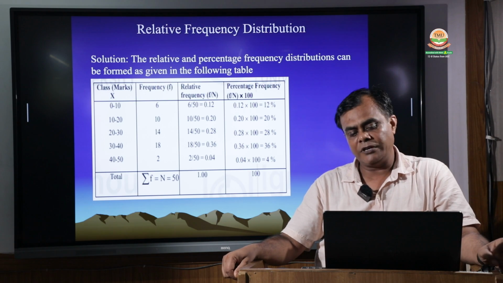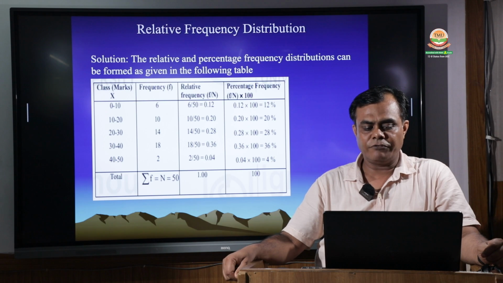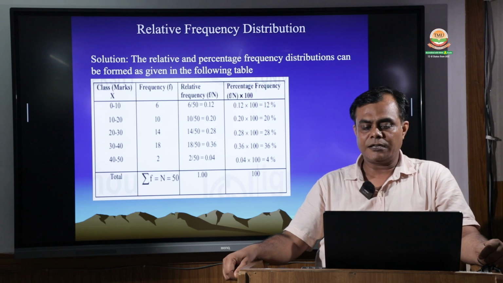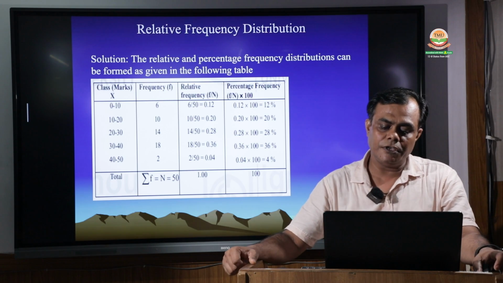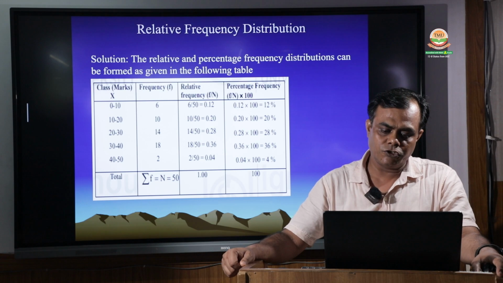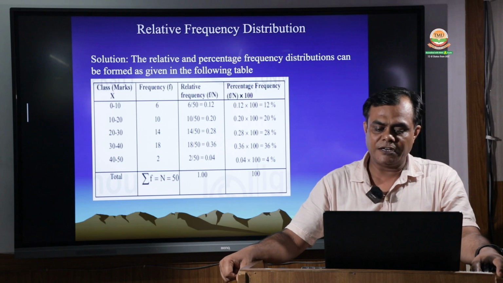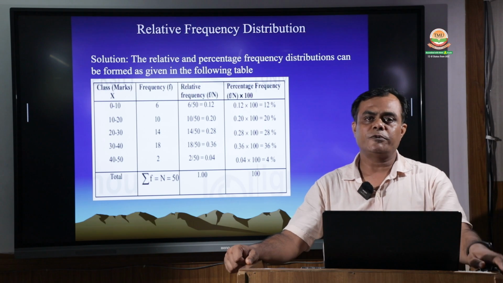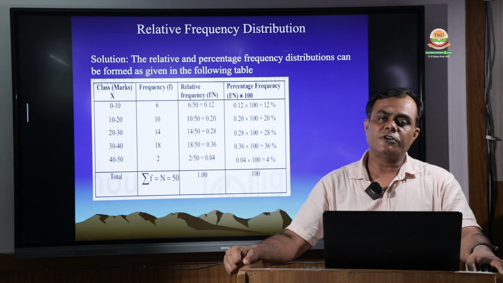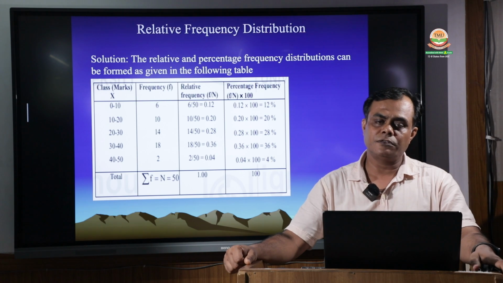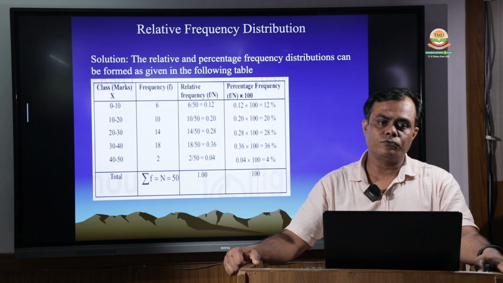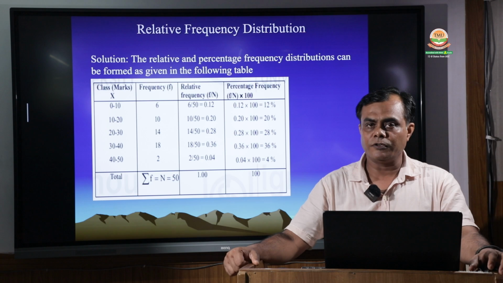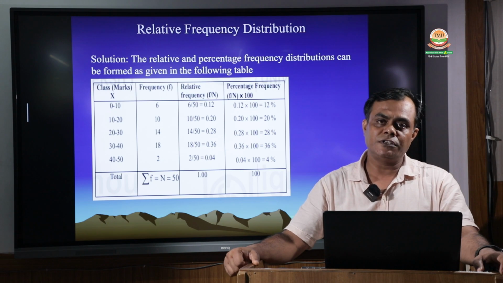For the class interval 10 to 20, the relative frequency is 10 divided by 50, which means 20%. So for the second class interval the percentage frequency is 20%. For the third class, 20 to 30, 14 divided by 50 gives a relative frequency of 0.28, which is 28%. For the fourth class interval, 30 to 40, the relative frequency is 18 divided by 50, which is 0.36, so the percentage is 36%.